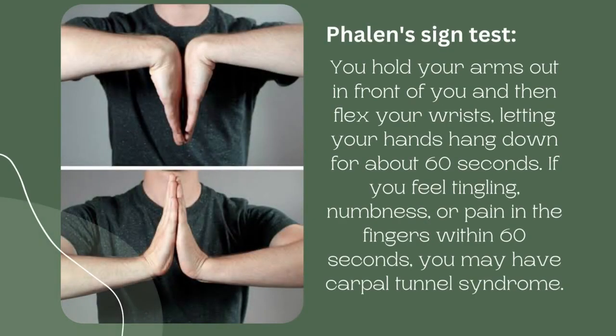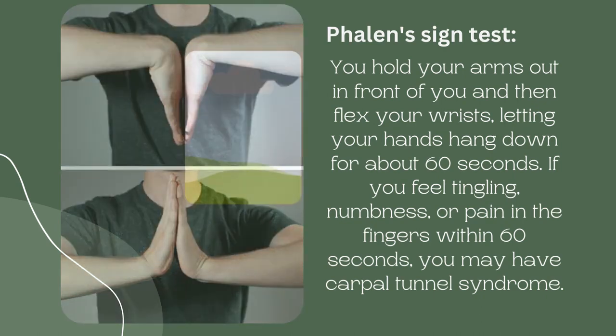for Phelan's sign test, you hold your hands in front of you and then flex your wrists, letting your hands hang down for about 60 seconds. If you feel tingling, numbness, or pain in the fingers within these 60 seconds while performing this maneuver, as shown in the figure, you may have carpal tunnel syndrome, or you can say that your Phelan's sign test is positive.